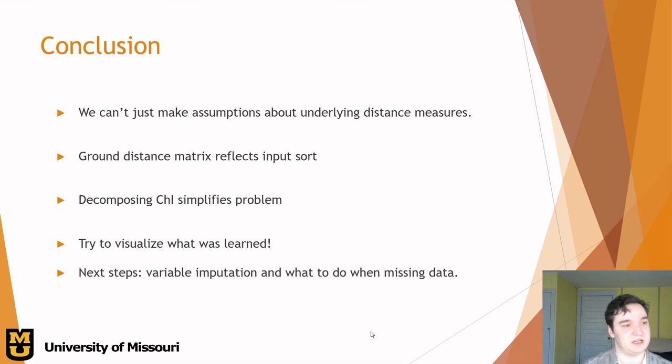The next steps we'd like to do as future work: there's plenty to do in the world of Choquet integrals. Specifically, we're looking at variable imputation and what to do when data is missing. So as mentioned before, when we train these from data, if a certain sort is not in the training data, that is kind of like an untrusted path, an untrusted set of variables. So how do we better learn those variables if we're missing the data is a pretty difficult problem.